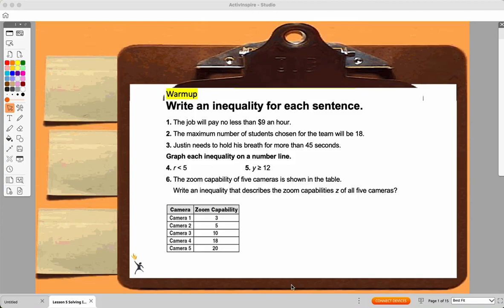Let's get started. Today we're going to start by giving a little warm up, getting our inequalities all set for this time. So let's do a little review. Take a few moments, pause the video when you're ready, and go ahead and answer these 6 questions. Come up and write the inequalities or graph the inequalities for these 6 statements.